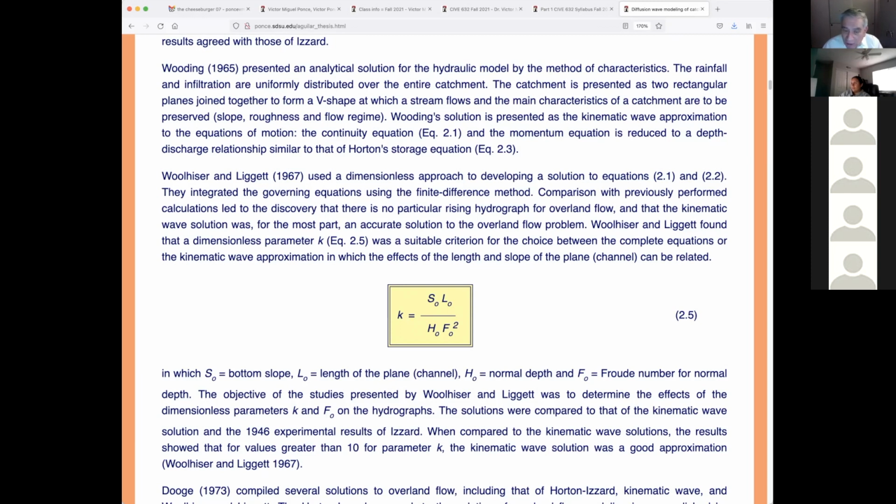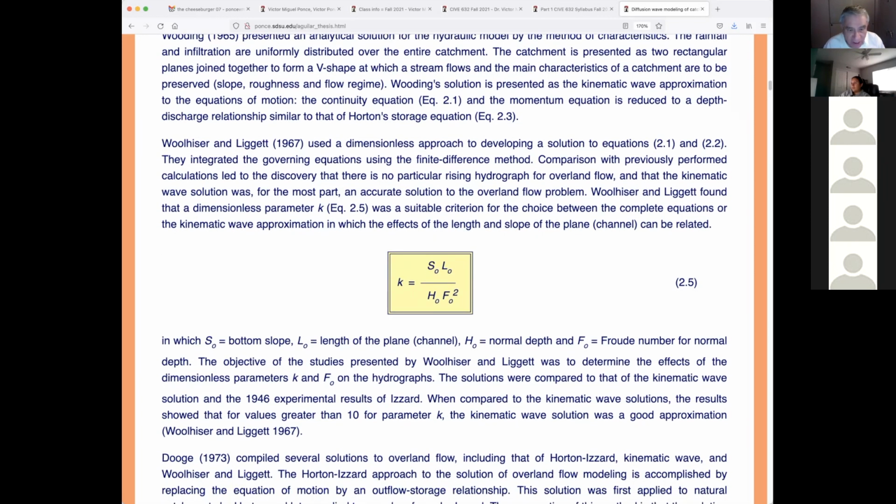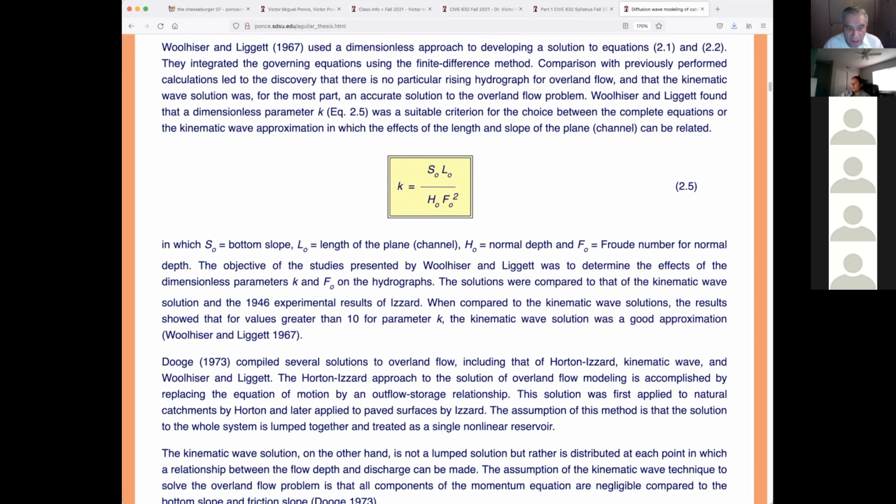The difference between our treatment and Woolhiser's treatment is that Woolhiser was using a plane that has limit. It's a finite plane, while we were using an infinite channel and an L0. We were using the L0. Okay. But there's an L0 in there too. So is that the same L0? No, Woolhiser was not using our L0. He was using his L0, which was the length of the plane. As in there it says very clearly, L0, length of the plane.